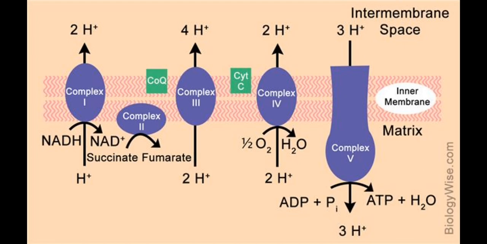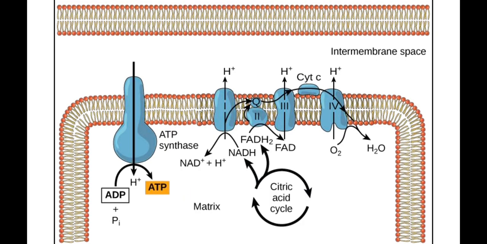The electron transport chain is very complicated. It has five proteins involved, and you see in steps how it is pumping protons from the matrix, from inside of the mitochondria, between the inner and outer membrane of the mitochondria. And you see here 2 protons, here 4, 2, and here 3, and one protein is presented here.